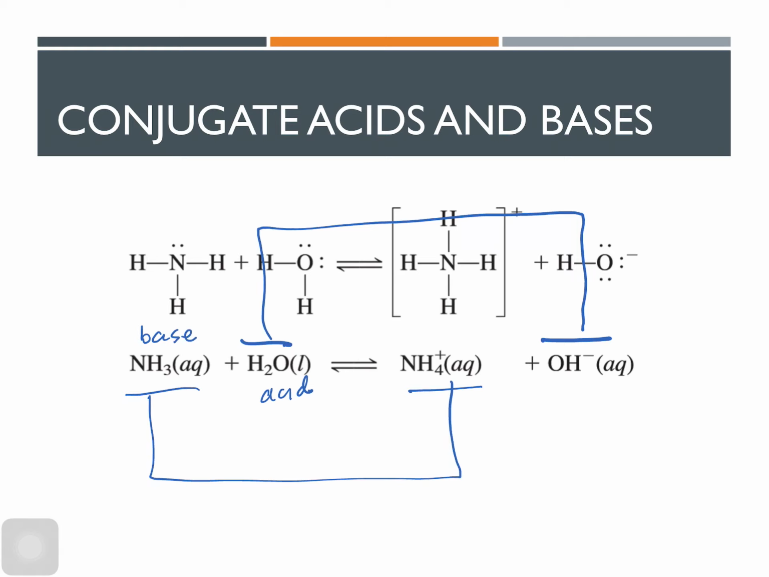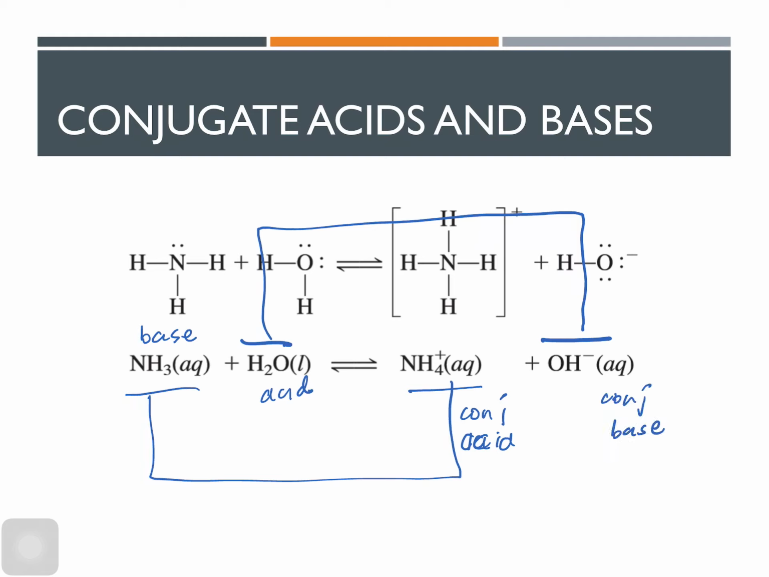That means the ammonium ion here on the product side is called the conjugate acid. Sorry for that, that's acid. So the ammonium ion is a conjugate acid. Hydroxide here is the conjugate base.